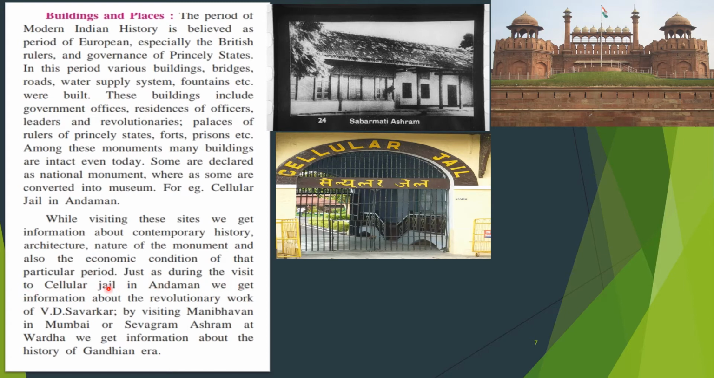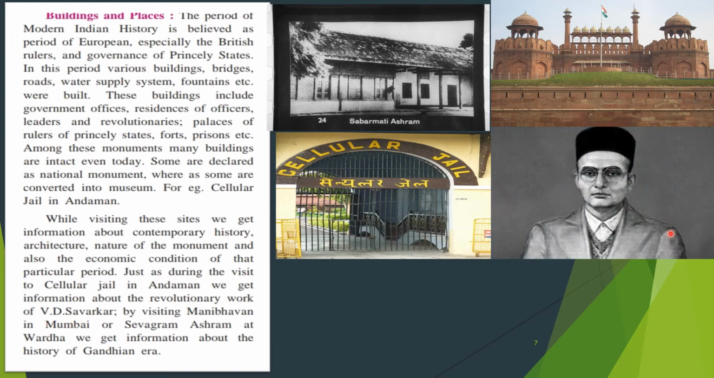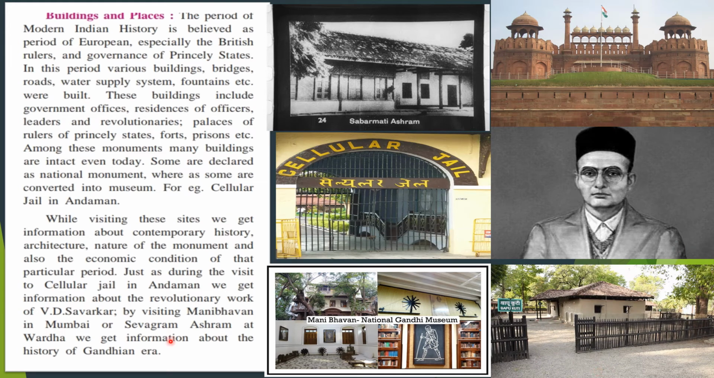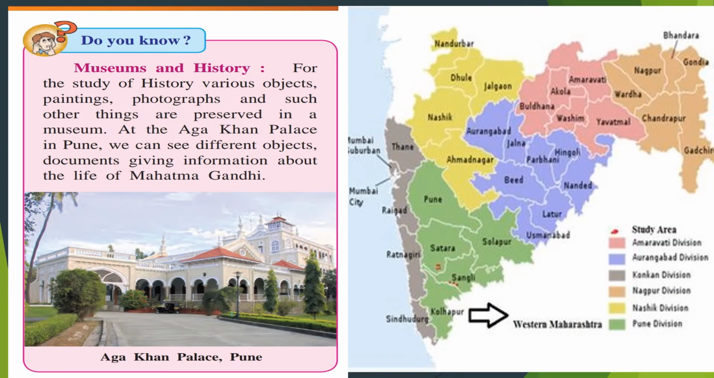Just as during the visit to Cellular Jail in Andaman, we get information about the revolutionary work of Vinayak Damodar Savarkar. Here you can see this picture. By visiting Mani Bhavan in Mumbai or Sevagram Ashram in Wardha, we get information about the history of the Gandhian era. Era means time.